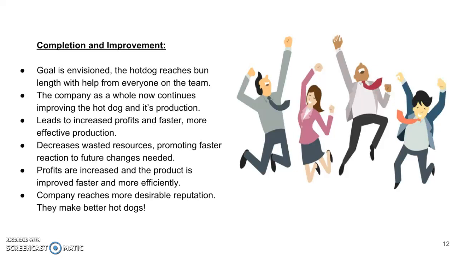So now the company is able to continue producing, continue improving, and focus on other areas where they may be able to improve besides the bun length and besides the wasted resources that they had. They're seeing better profits and better efficiency. They also have a more desirable reputation.